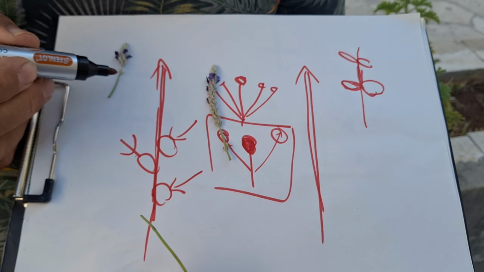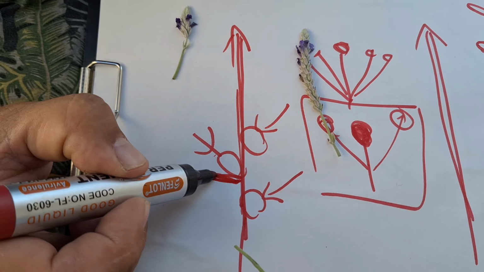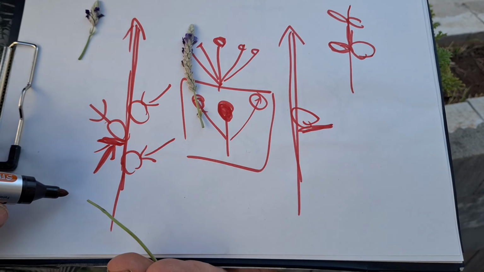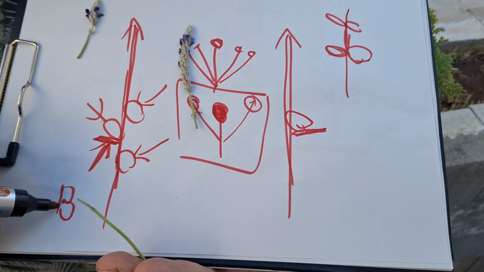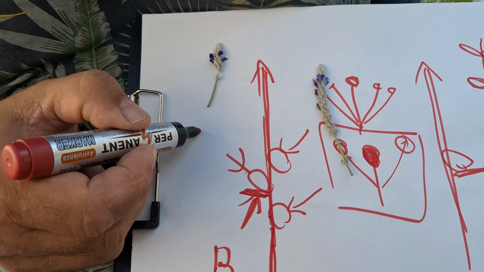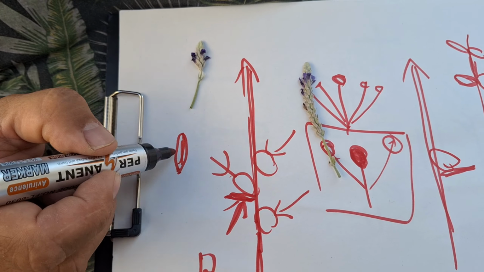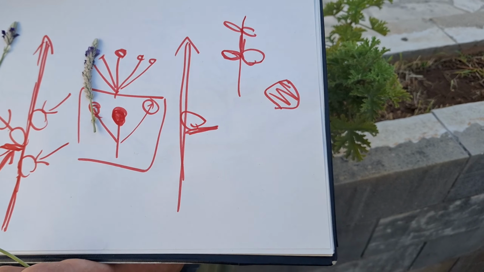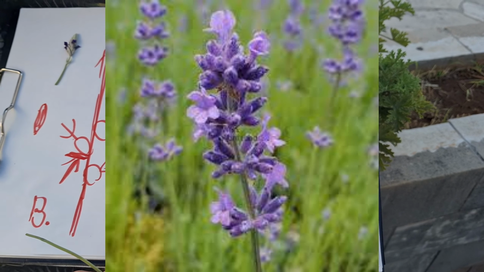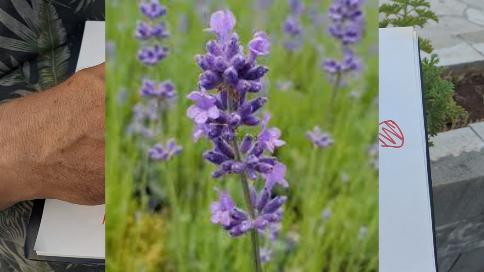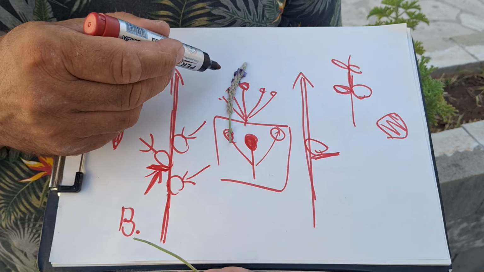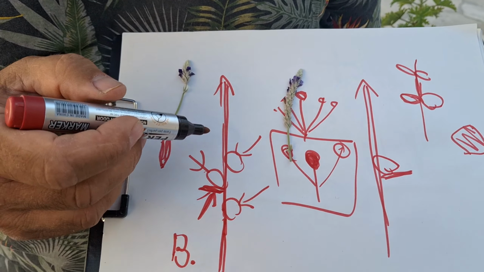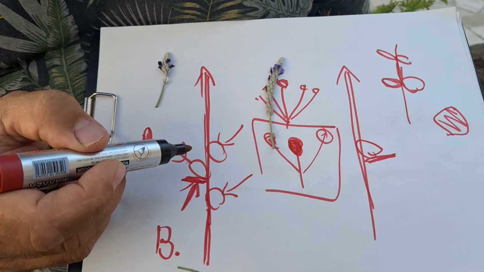Under the inflorescence there is a typical leaf, a typical bractea. In Lavandula pinnata the bracts are very narrow, and in Lavandula angustifolia these leaves are wider. This is a difference, and the name of this mixed or complex inflorescence is verticillaster.